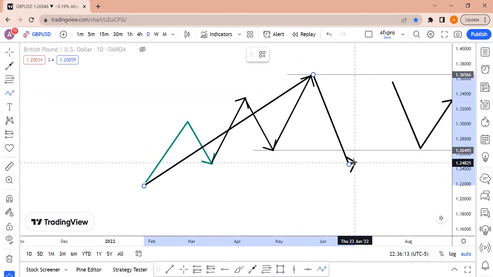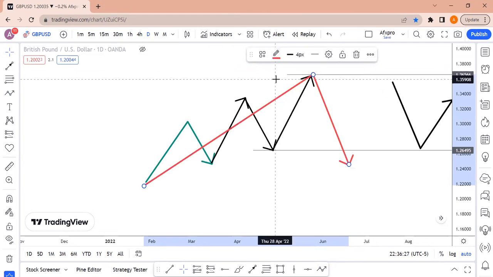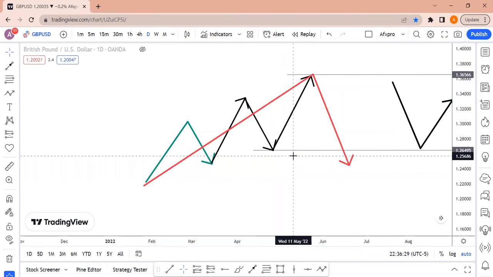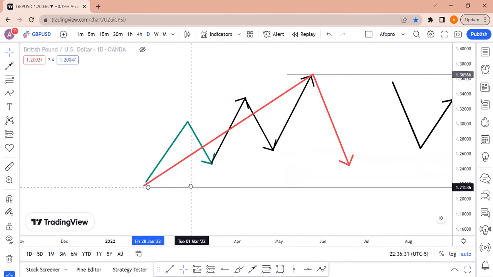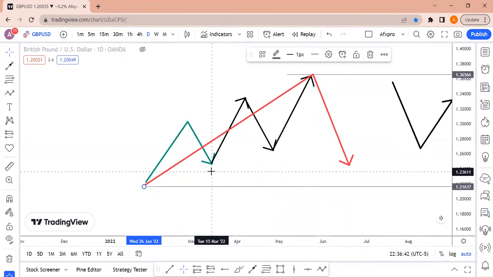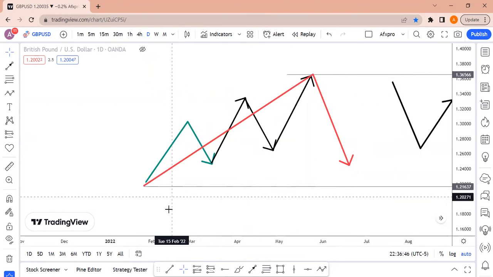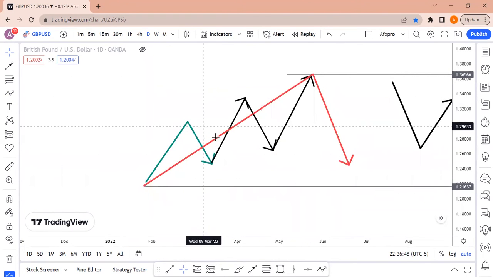Let me change this color. Sorry about that. So this is just a range on a higher time frame. Let me make this red. This is just a range on a higher time frame. So you see, that trend that was a friend on a particular time frame is just a range on a higher time frame. So this range is a friend.